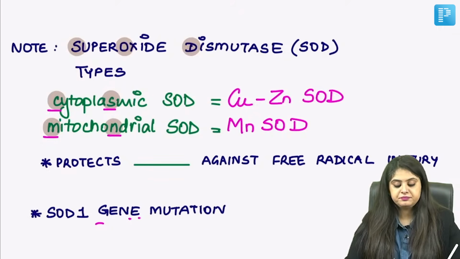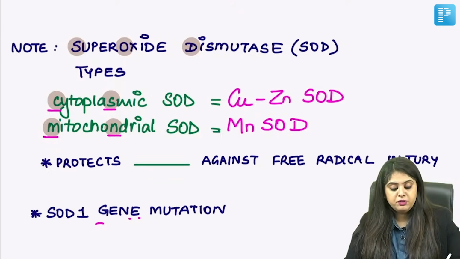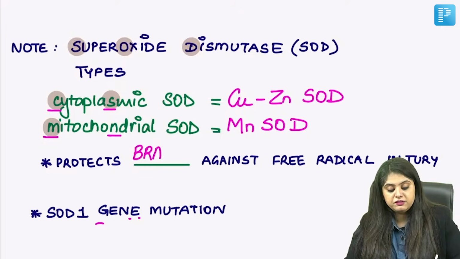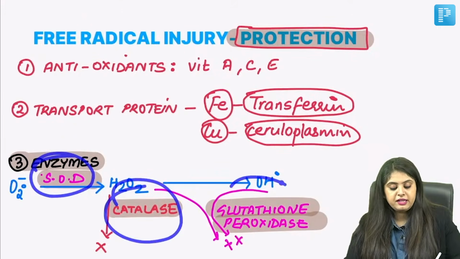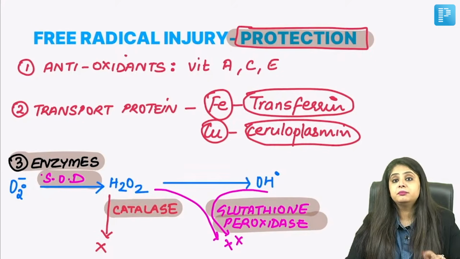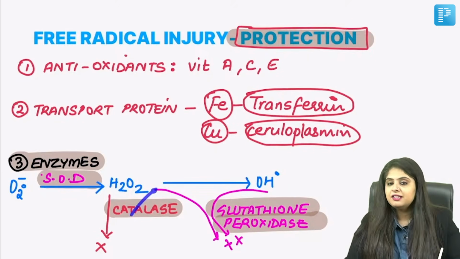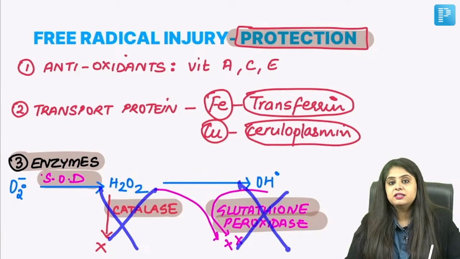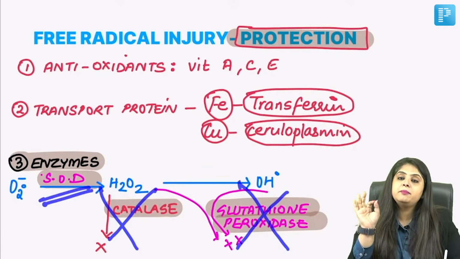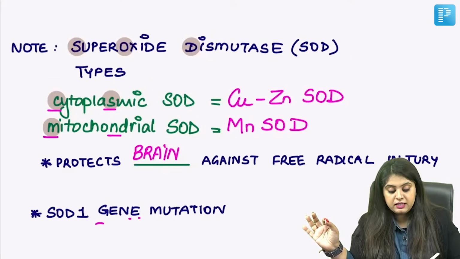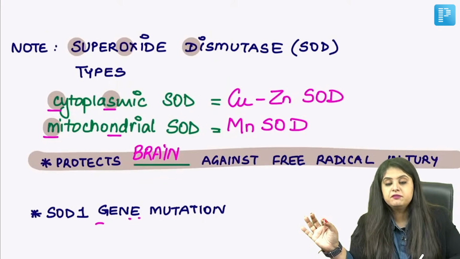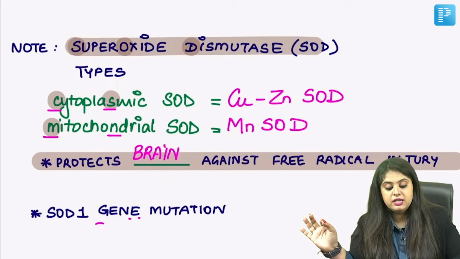What is the superoxide dismutase gene doing in the brain? So please remember, it protects the brain against free radical injury. You will say, ma'am, you had told me these three enzymes protect us against free radicals, but the brain does not have all three. Brain doesn't have catalase, brain doesn't have glutathione peroxidase, brain only depends on superoxide dismutase for protection. So the brain is most heavily dependent for protection against free radical injury on superoxide dismutase.